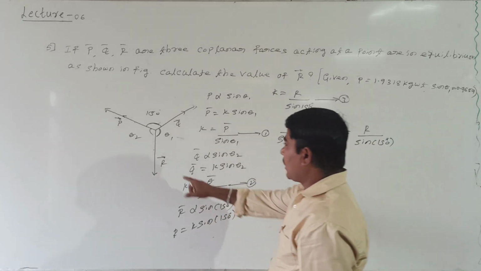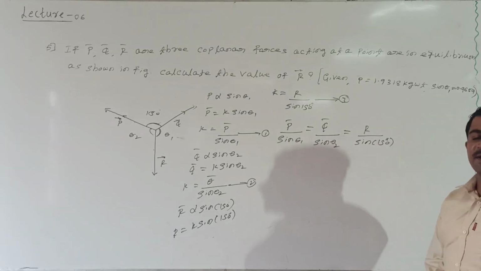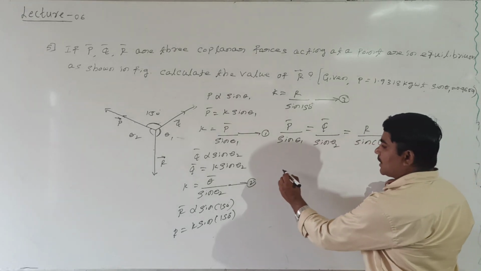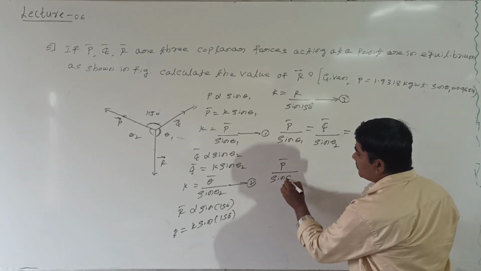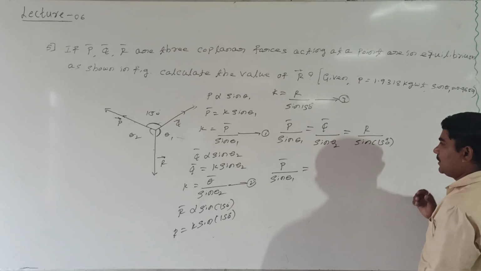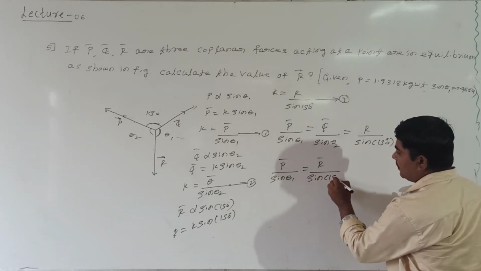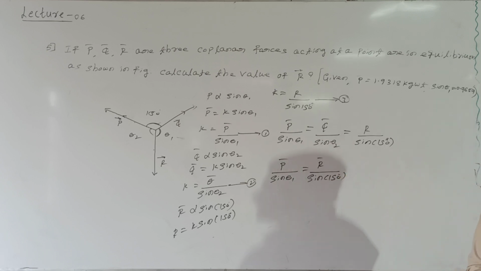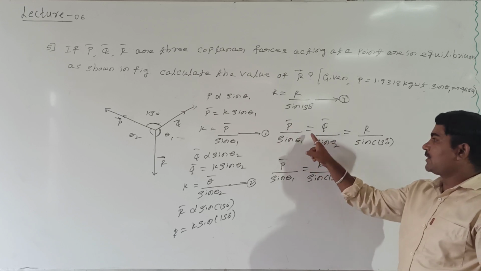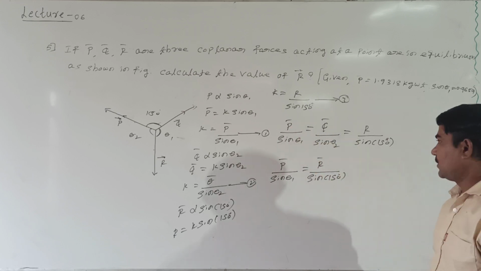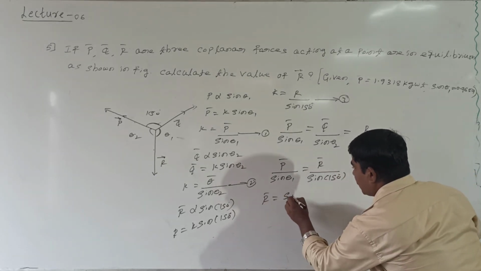What I need is to calculate the value of R. Just compare P divided by sine theta 1 and R divided by sine 150. P divided by sine theta 1 equals R divided by sine 150. I am only comparing these because I need only R. If we need Q, then directly P divided by sine theta 1 equals Q divided by sine theta 2. No matter, I need only R.